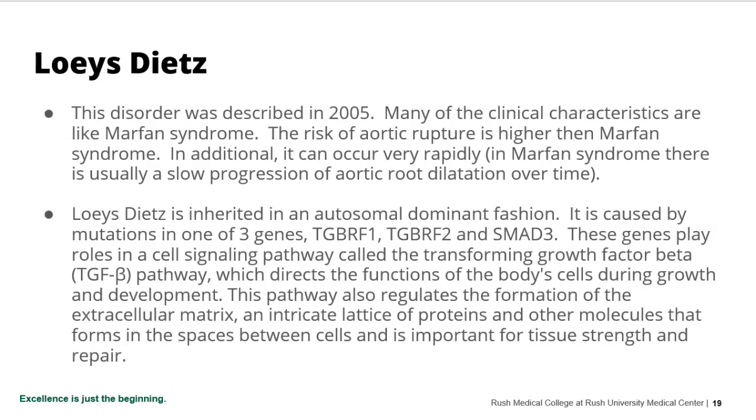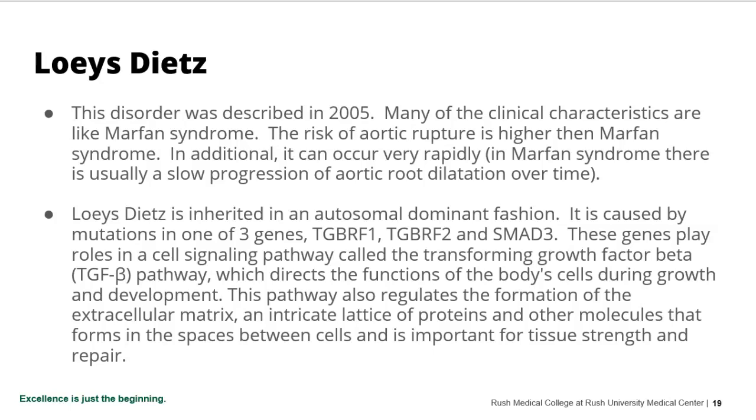The next disorder I want to talk about is Loeys-Dietz. Loeys-Dietz was described in 2005. And many of the clinical characteristics are very similar to Marfan syndrome. The risk of aortic rupture, however, is much higher than Marfan syndrome. And in fact, I'm always like, oh yay, you have Marfan syndrome, because this is a much scarier disorder. In Marfan syndrome, the aorta gets a little bit bigger, a little bit bigger, a little bit bigger, then it rips. In Loeys-Dietz, it can go from normal to ripping in a month.